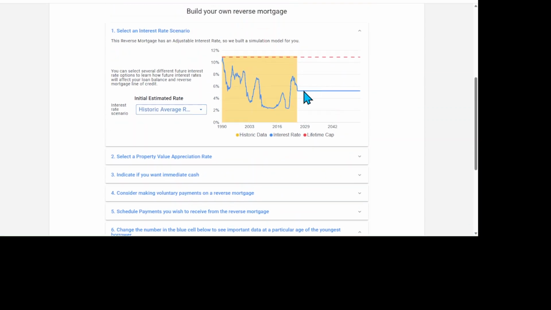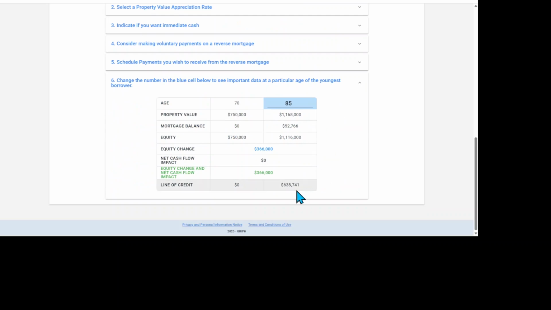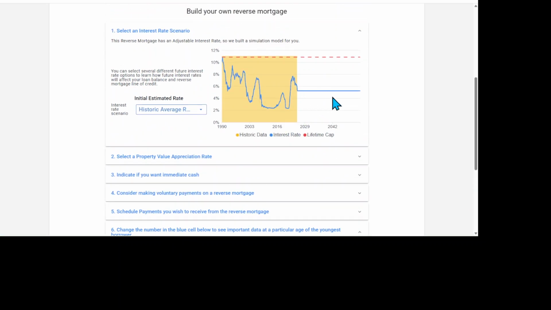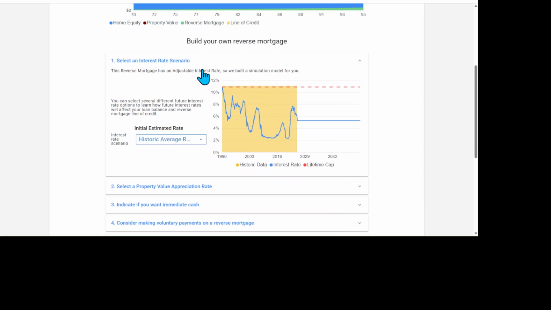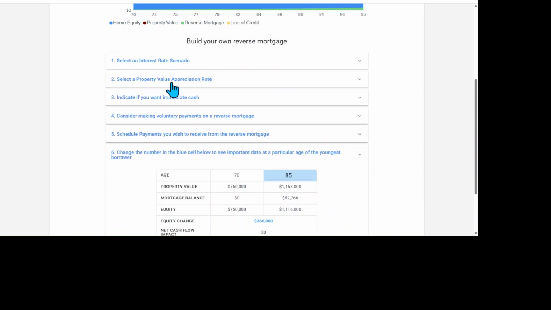And that's just because this interest rate scenario over time is a little bit lower than the Twin Peaks interest rate scenario. It also means you're going to have a little bit of a lower line of credit because this rate influences the line of credit growth. Still over $638,000. So let's leave that alone for now and move on.